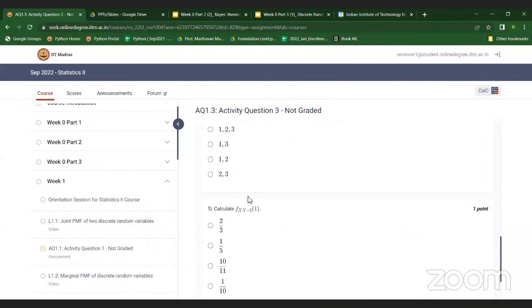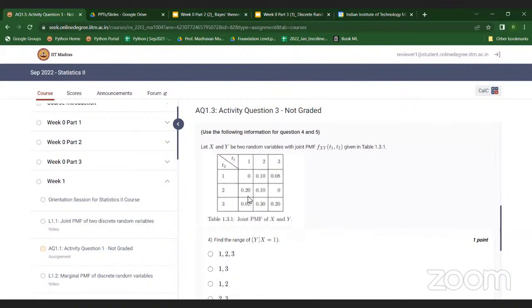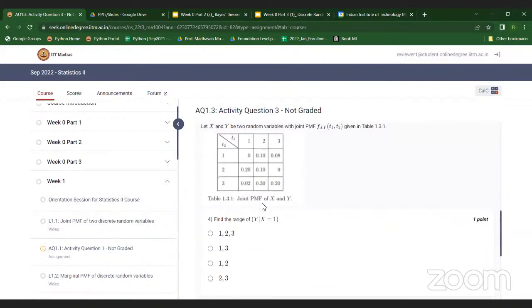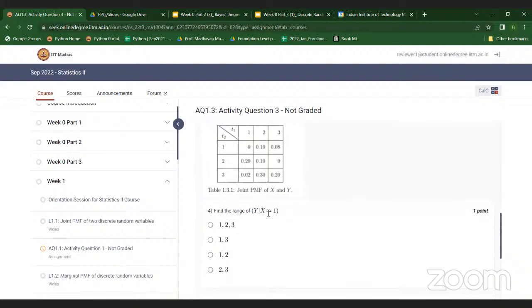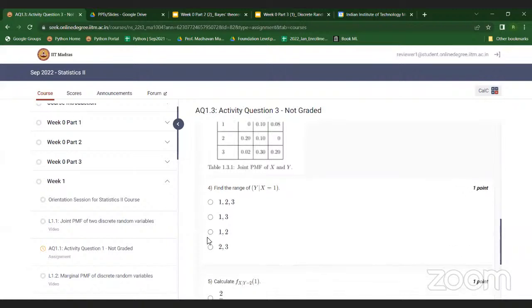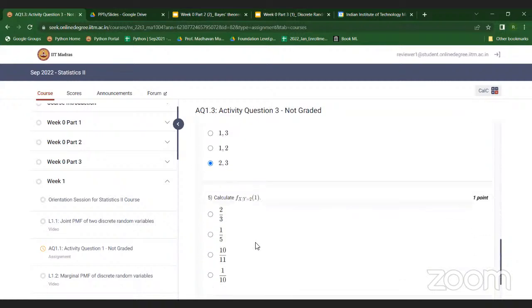All right. Let's look at these two problems now. X and Y are two random variables and the joint PMF is given. Find the range of Y given X equals 1. When X equals 1, the probability for (1, 1) is 0. That is why when X equals 1, Y can take only the values 2 and 3.